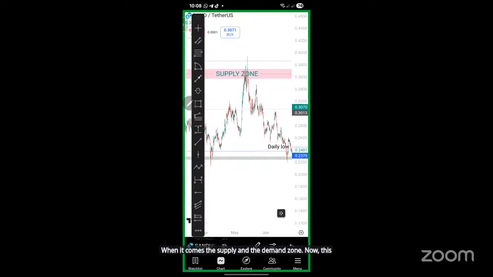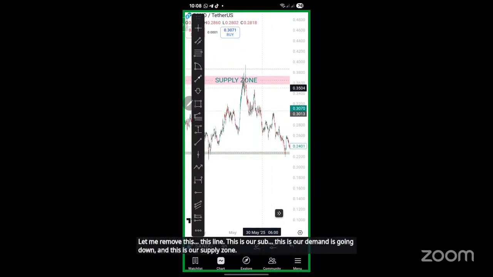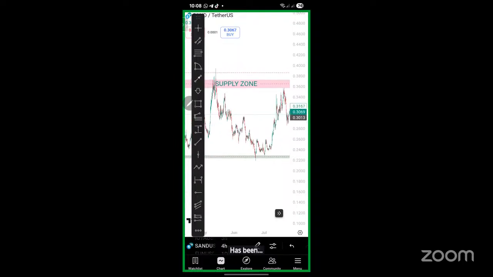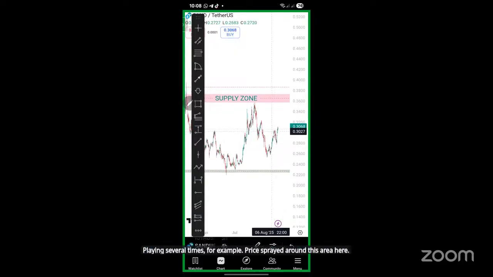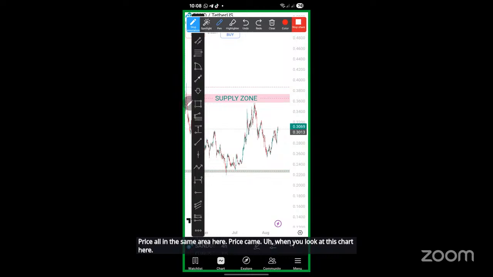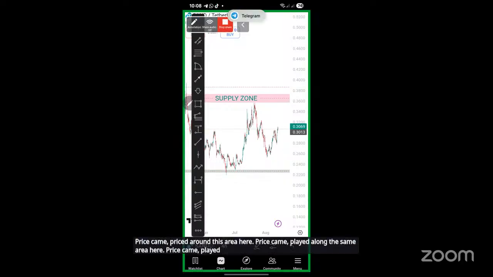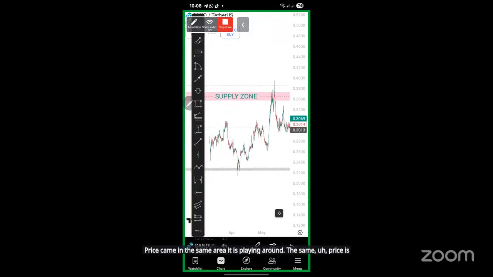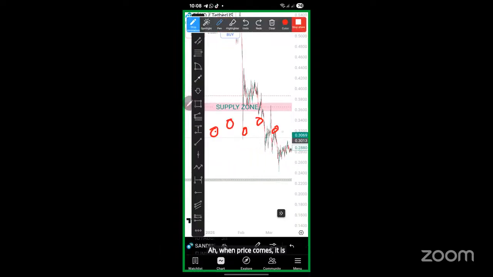Now, this is our supply. Let me remove this line. This is our demand zone down, and this is our supply zone. When you look into this chart, there are areas where price has been playing several times. For example, price played around this area here. Price came, played around the same area here. Price came, played around this area here. The same price is still playing within the same area. Are you seeing? When price comes, it is still playing around the same area.